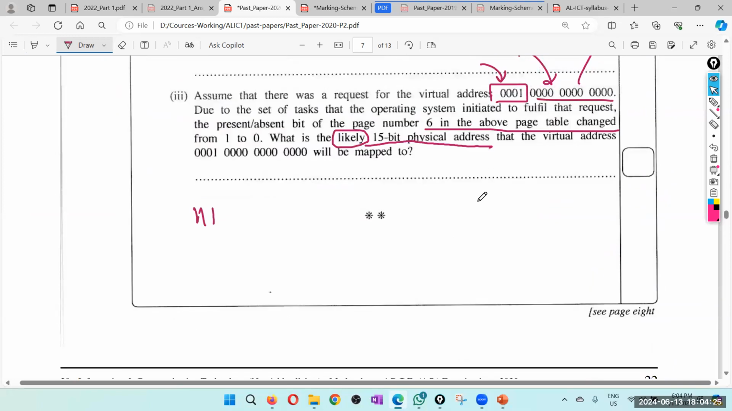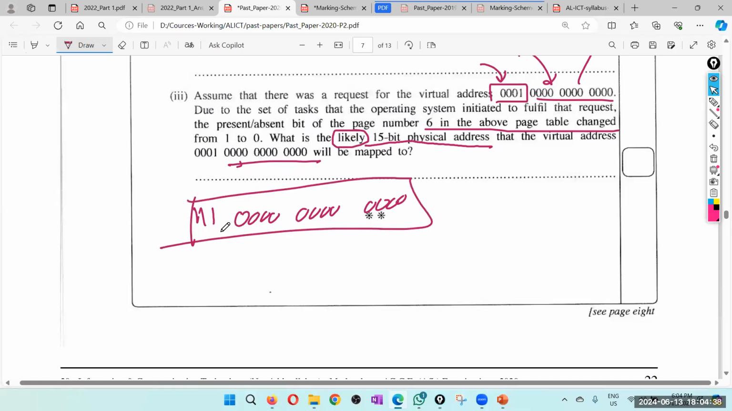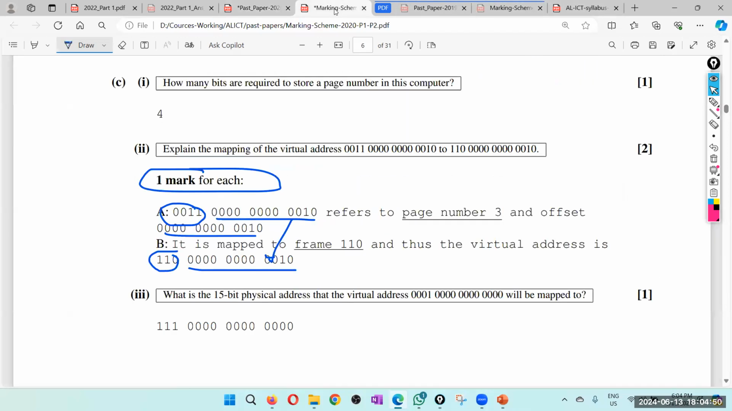And of course, the offset doesn't change. So this is not changed. Therefore, this is the likely physical address for this particular logical address after those things happen. 111, 4 zeros, 4 zeros, 4 zeros. Let's double check the answer. Yes, 111, 4 zeros, 4 zeros, 4 zeros.